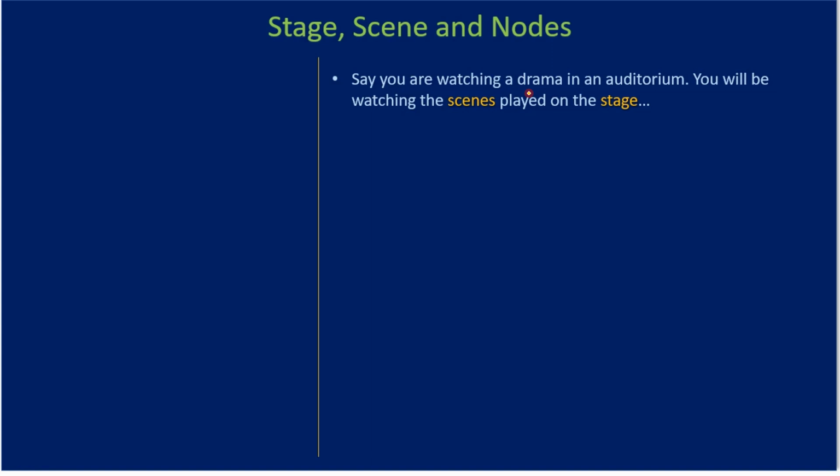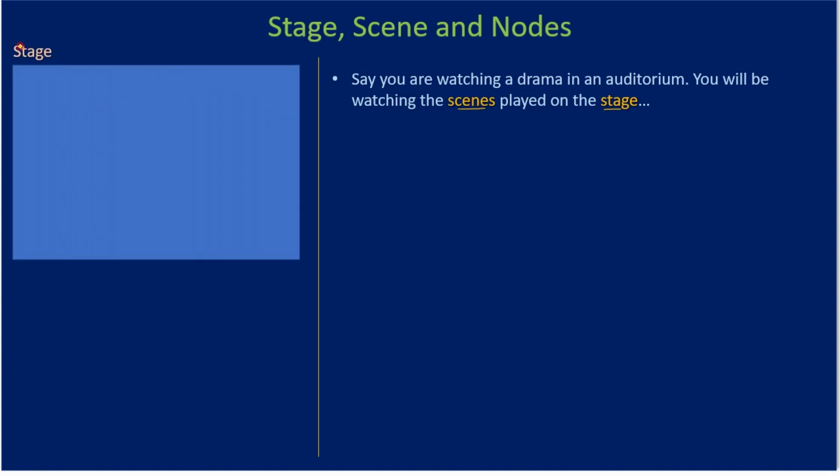Say you are watching a drama in an auditorium. You will be watching scenes played on the stage. So that's how the drama will be presented, right? Let's say in the auditorium you are sitting in a chair given to you and you are looking at the stage, and the stage plays the scenes. So you can see the relation between stage and scene, right? In the same way, in a JavaFX application, the topmost level is called the stage. So inside this stage we will be presenting a scene.